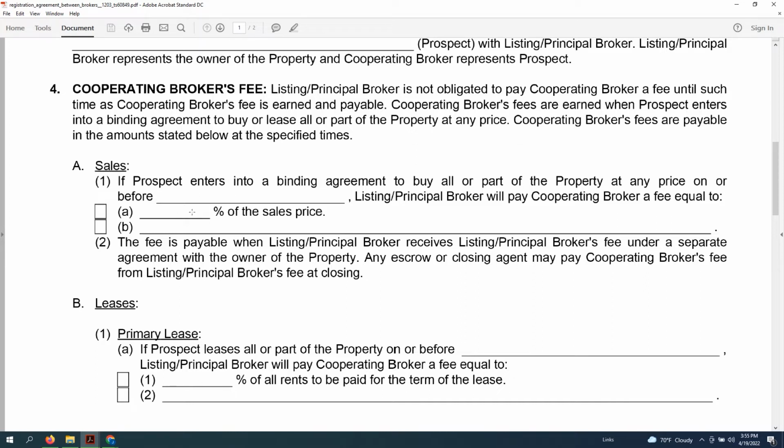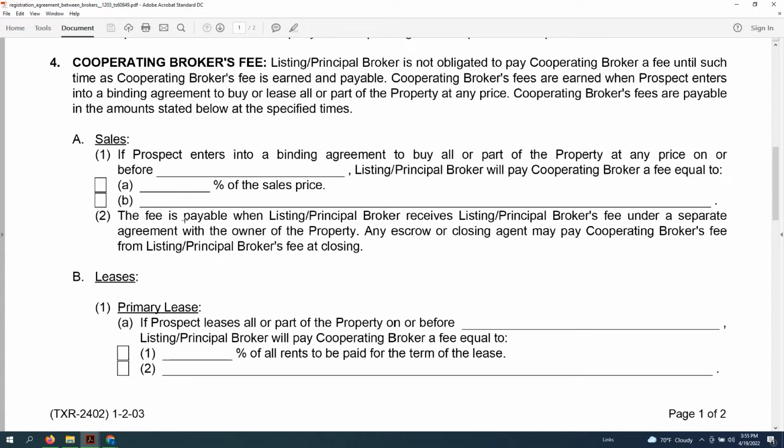The percentage, again, is a negotiated item, or you could even have some kind of flat fee here, and in this section you could check this box and say maybe it's for $1,000 or $20,000, whatever that is. Now, the fee is payable when listing or principal broker receives listing principal broker's fee under a separate agreement with the owner of the property. Any escrow or closing agent may pay cooperating broker's fee from the listing or principal broker's fee at closing.